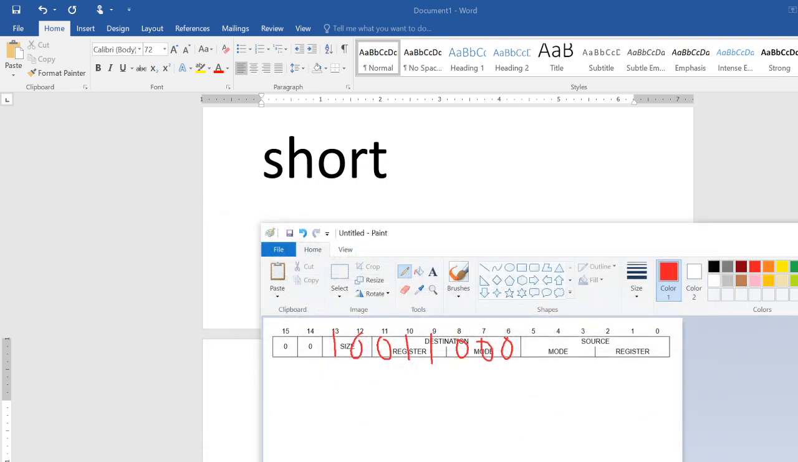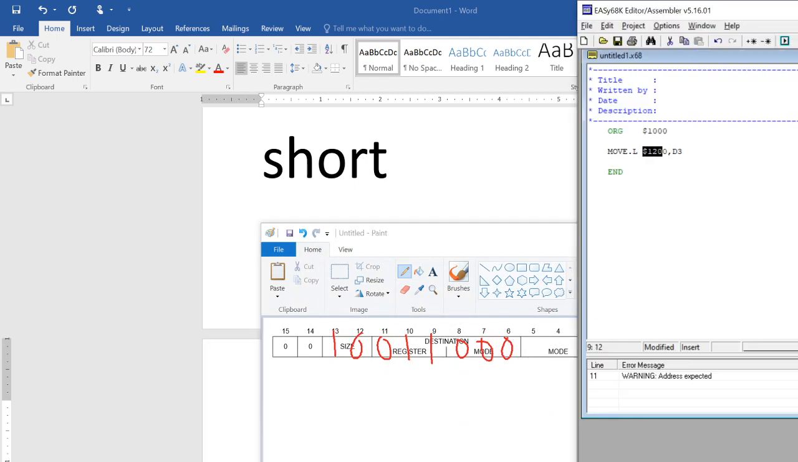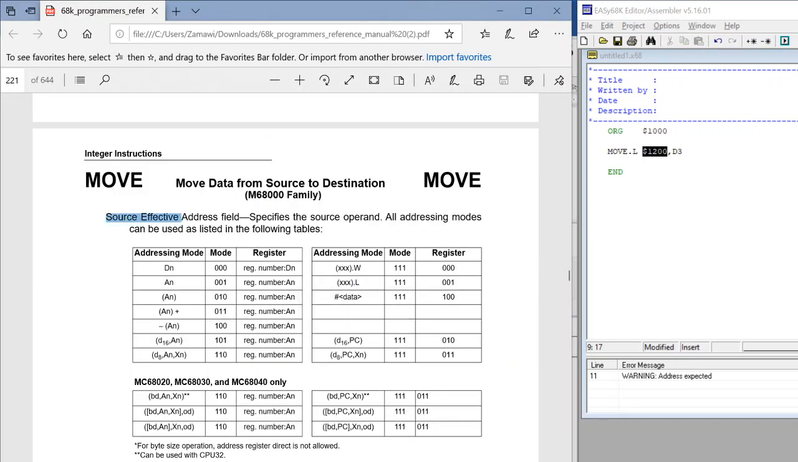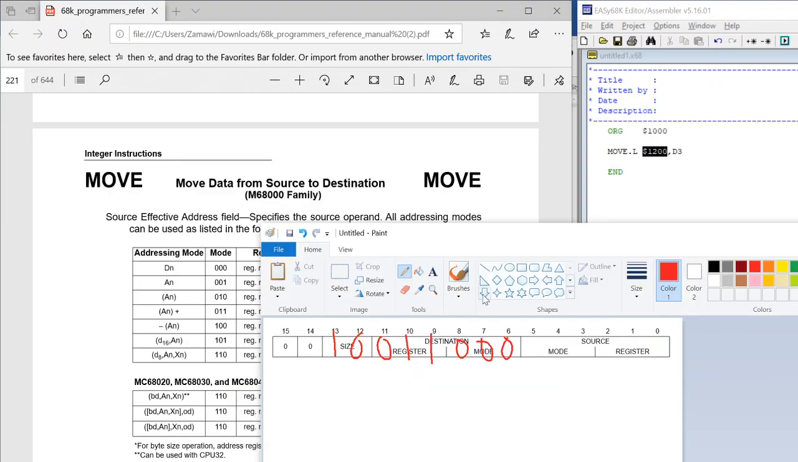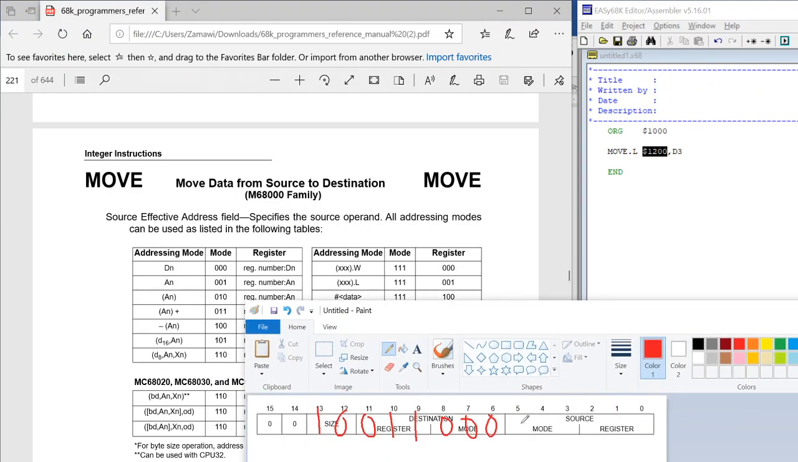The command just now is $1200. Now you have to refer to the tables here. For the source, the mode will be 111 and the register is 000, because you are choosing the absolute short here. This is absolute long, so go for the absolute short here. The mode is 111 and the register is directly from there, 000.